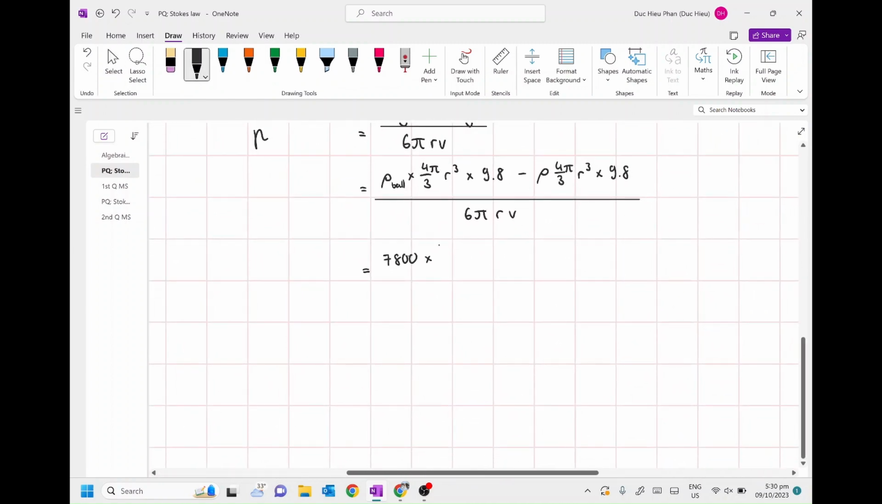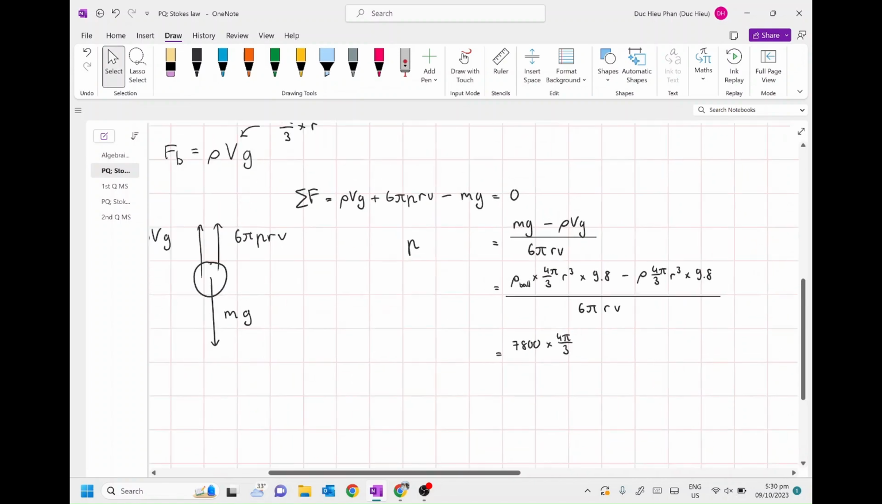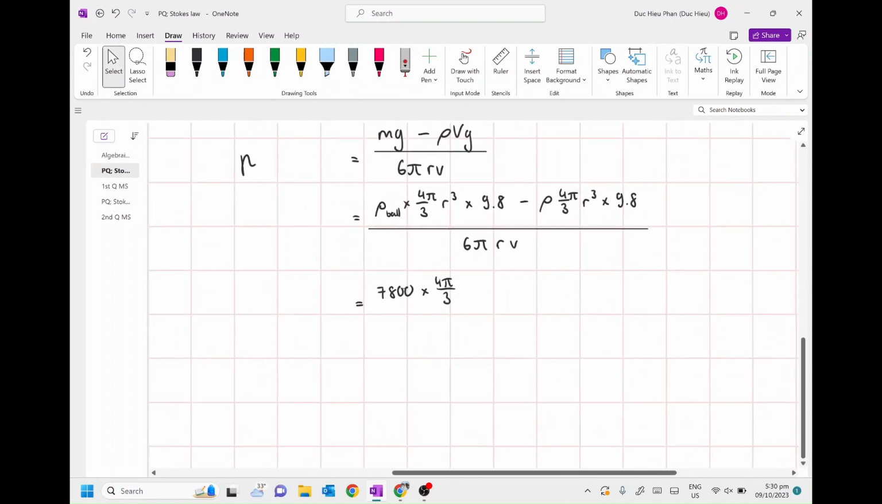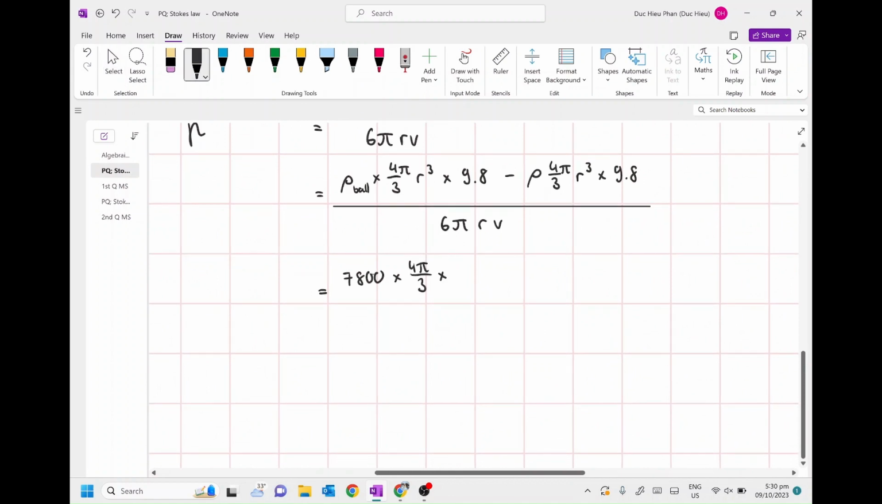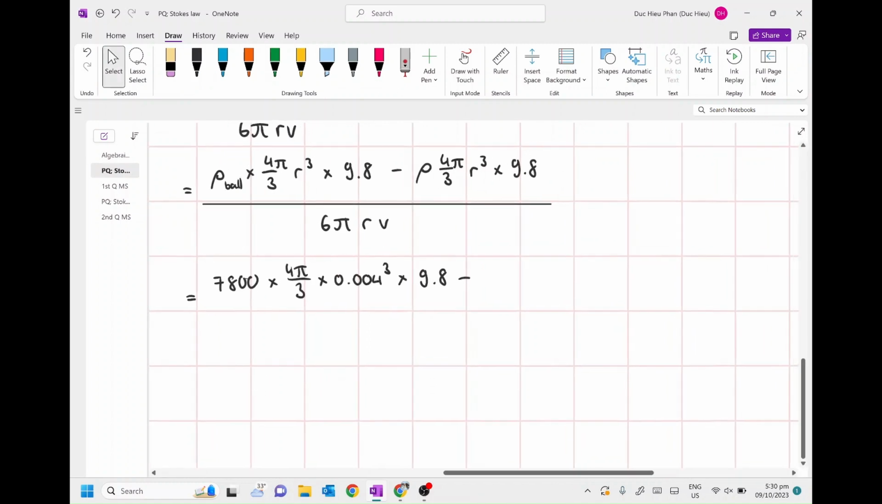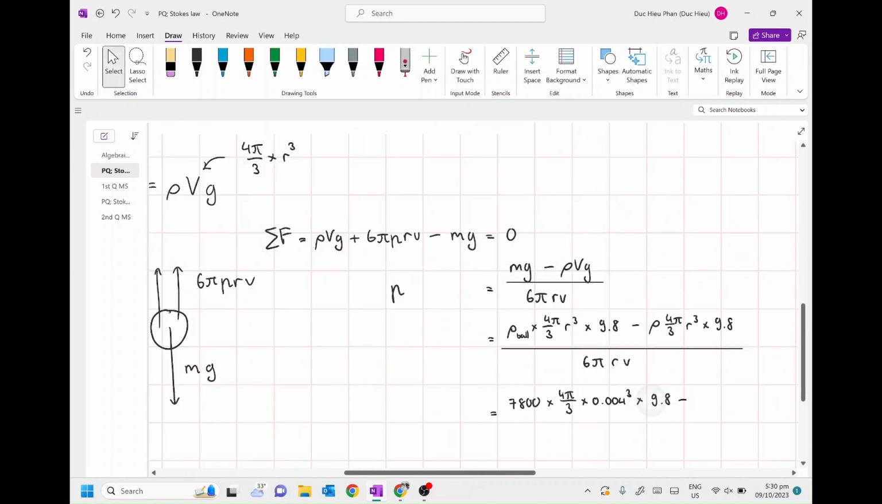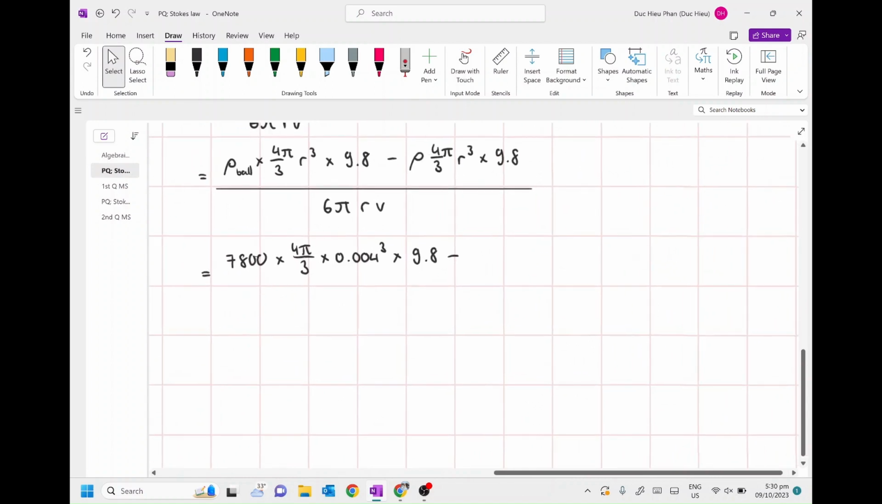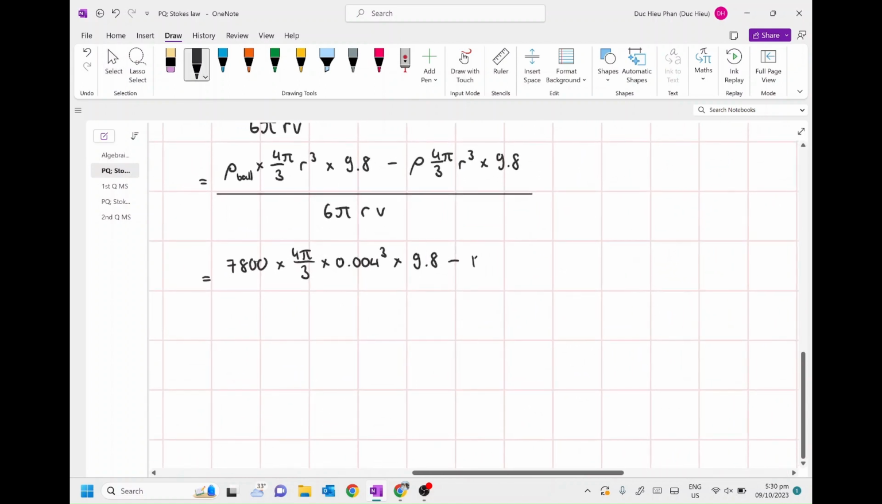Times, again, you can probably skip through this, or if you're running at 2 times speed, this should be quite fast. The radius is 0.004. The main idea is that you understand how to do this question. That's the biggest point here. Once you get it down, you can probably do all the other questions of the same type. Density of glycerol is 1,300 kilograms per meters cubed.